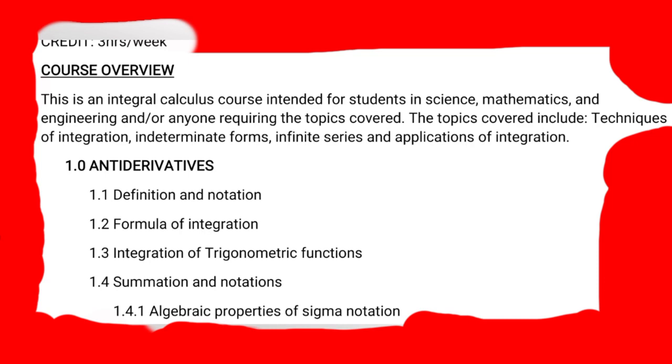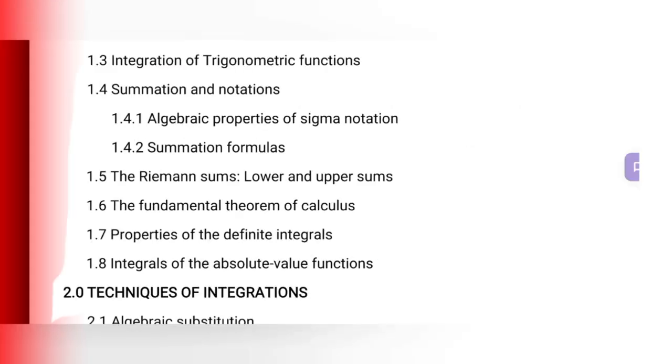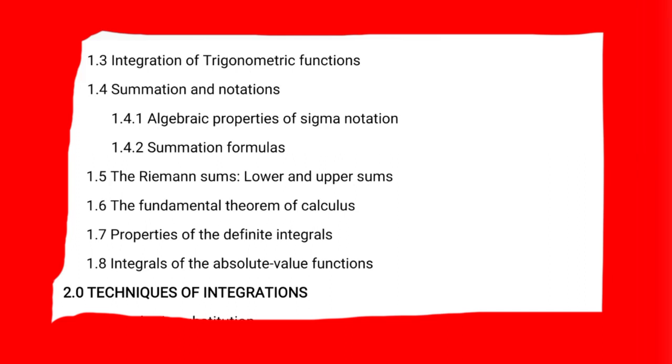So the first concept covered in Calculus 2 at the University of Liberia is Introduction to Antiderivatives. Under antiderivatives, you study the definition and notation, formulas of integration, integration of trigonometric functions, and summation notation. Under summation notation, you will study algebraic properties of sigma notation. You also study summation formulas. And then we come to the Riemann sum, upper and lower sums, the fundamental theorem of calculus, properties of the definite integrals, and integrals of absolute value functions.